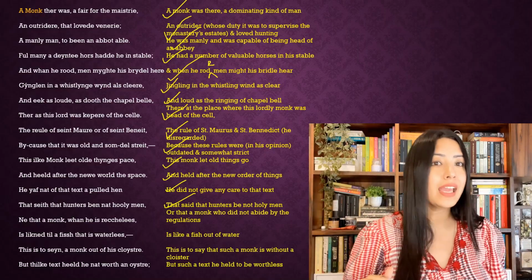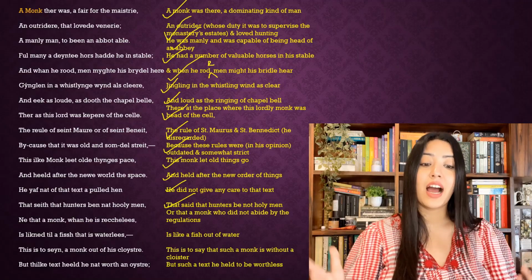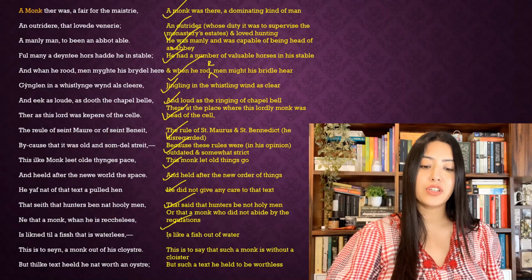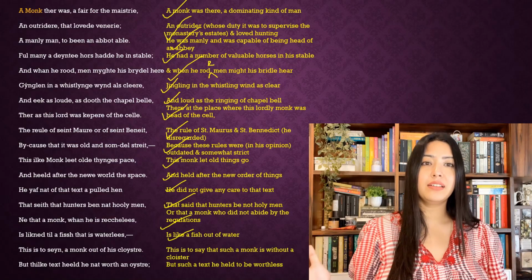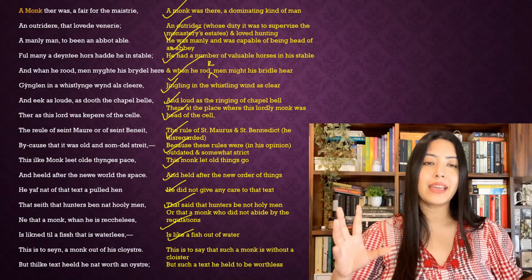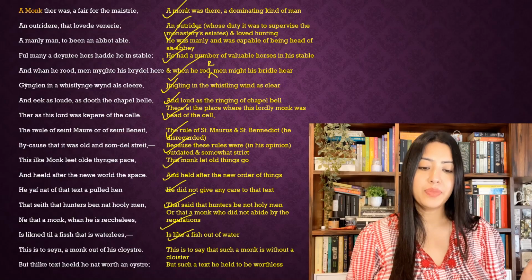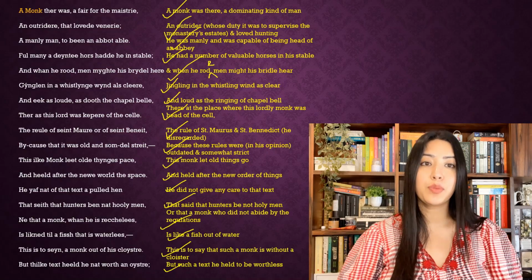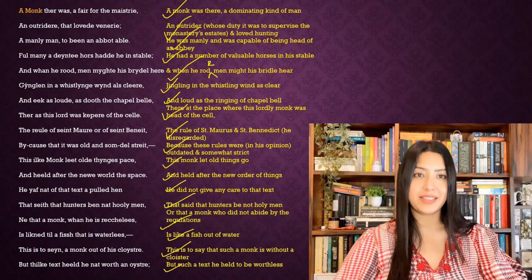So he used to engage in hunting, and he did not give any care to that text that said that hunters are not holy men, or that a monk who did not abide by the regulations is like a fish out of water. He did not agree with that. He said, I can be a hunter, I can follow new rules, I can make my own path, okay, and I'm still a holy man. And this is to say that such a monk is without a cloister, but such a text he held to be worthless, okay. We're going to just move on further to the next part, then you'll understand this part better.